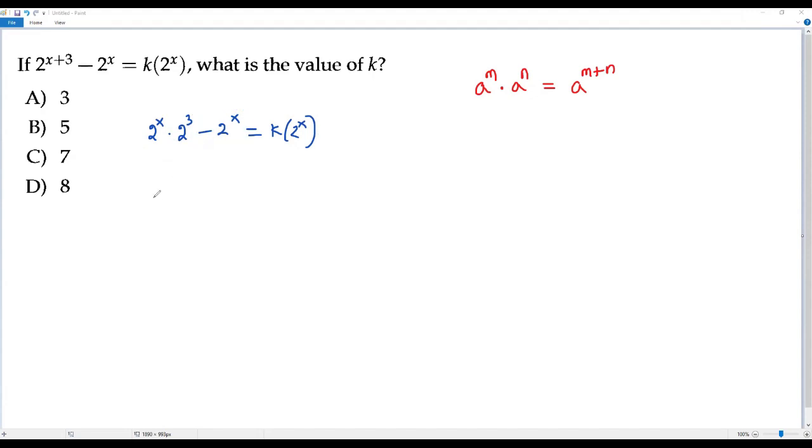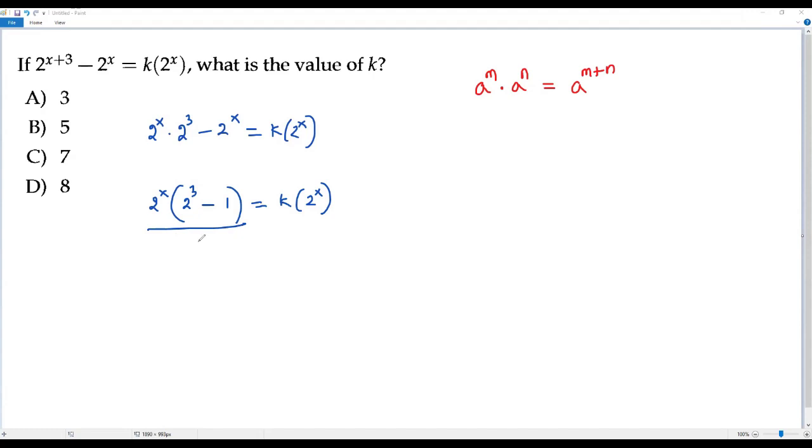We find 2 to the x power in common. So we can factor 2 to the x power from the expression on the left side. When 2 to the x power is factored out, to get the stuff inside the parentheses, we have to divide these terms by the one I factored, that is 2 to the x power. When I divide the first term by 2 to the x power, the 2 to the x power cancels out, and I'm getting 2 to the third power. Minus, when I divide this 2 to the x power by 2 to the x power, it will be 1. Equals k times 2 to the x power.